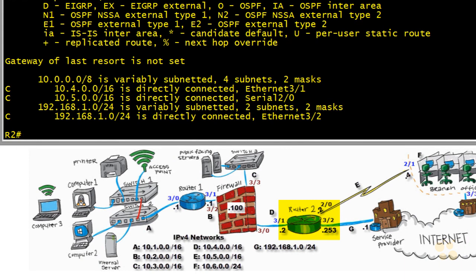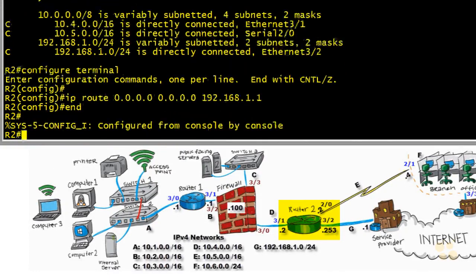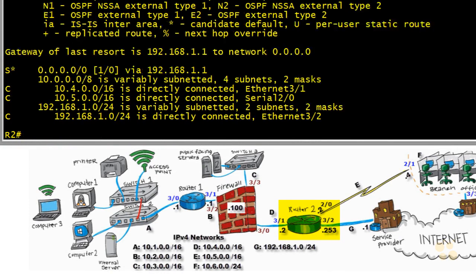So if we want to modify the routing table by adding a static route, and more specifically a default static route, we'd go into configuration mode with configure terminal and use the command IP route, quad zeros, quad zeros, the next hop of 192.168.1.1, and then we can get out of configuration mode. So once again, if we do the command show IP route to look at the routing table, we're going to see the directly connected networks, and we're also going to see the static route, which is the default route, using 192.168.1.1, which is our service provider, as the next hop.